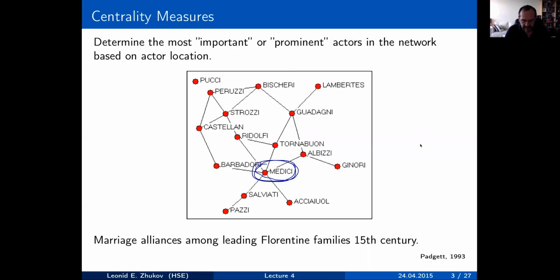A very interesting paper, from 1993, investigates the dependency between the location within this small network and the power they gained because of that location. So at the end of the lecture, we'll look at this network one more time, and we'll try to apply the metrics we're going to learn about today, and see if there is any explanation why the Medici family became so powerful.